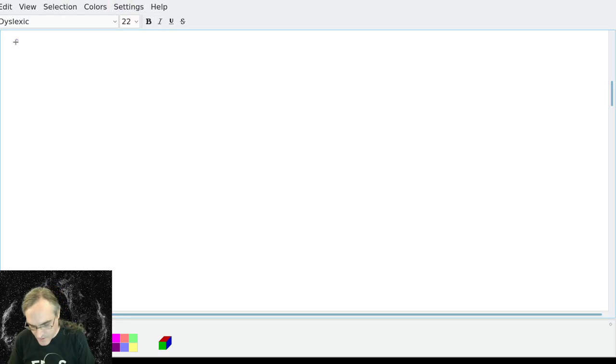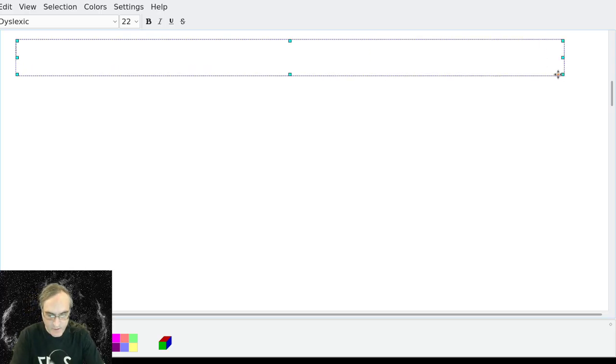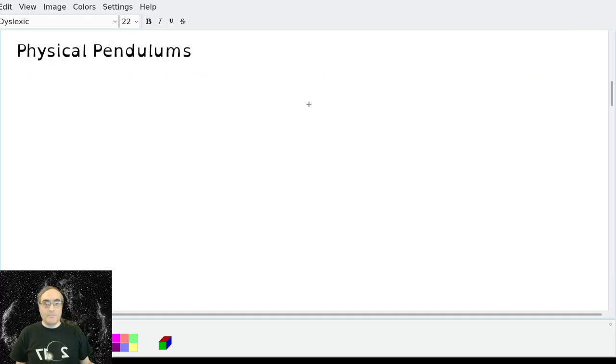Okay, so this lecture is going to be on physical pendulums. They're a lot like the simple pendulum, but, well, not quite as simple. They can actually get fairly complex.